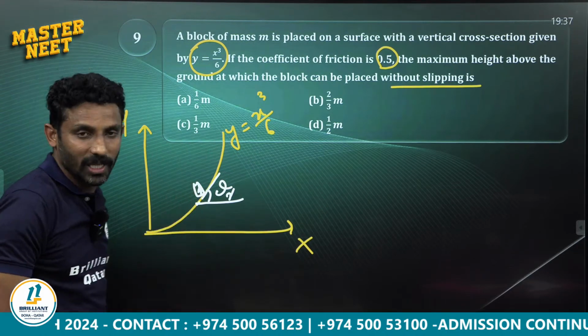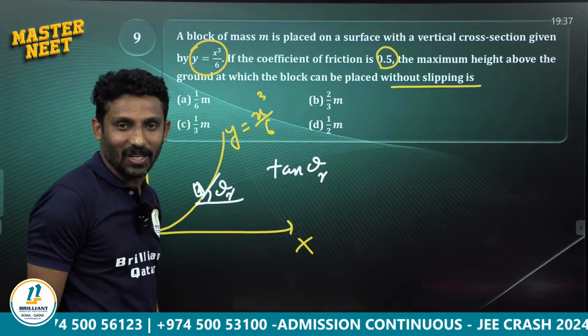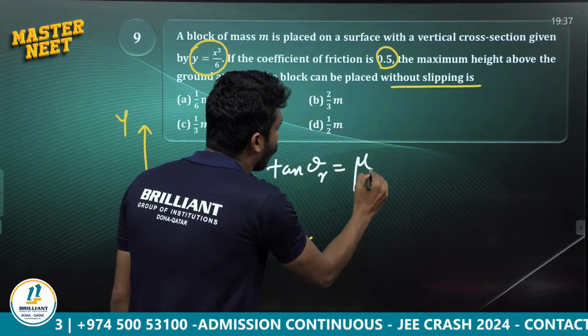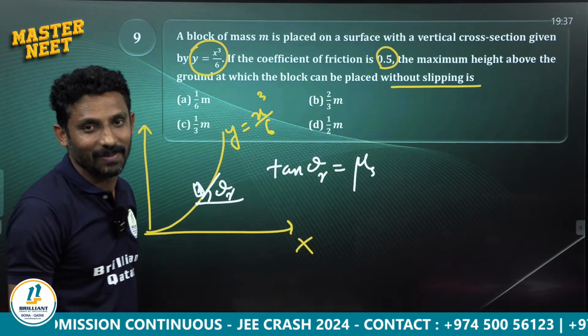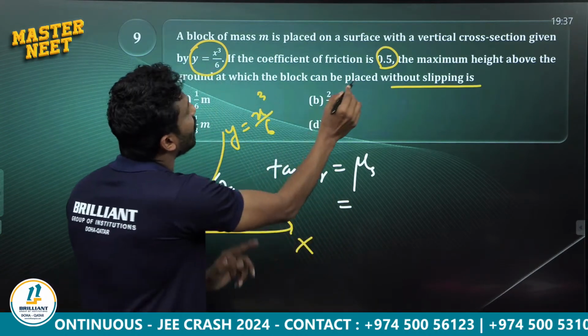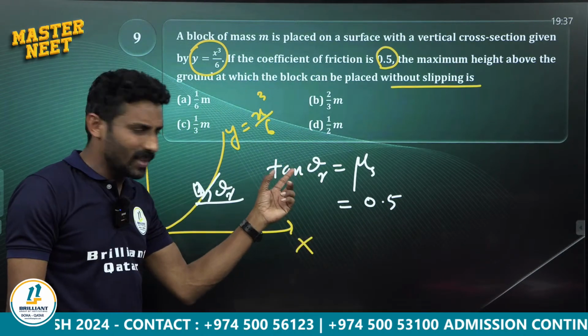Okay, angle of repose, and there is an equation for angle of repose: tan theta r is equal to the coefficient of friction. You study this equation. Tan theta r is equal to the coefficient of friction. The coefficient of friction given in the question is 0.5.